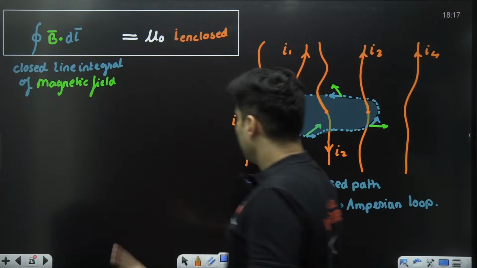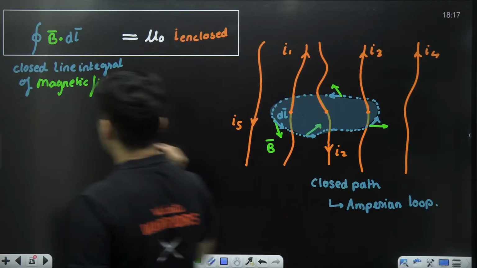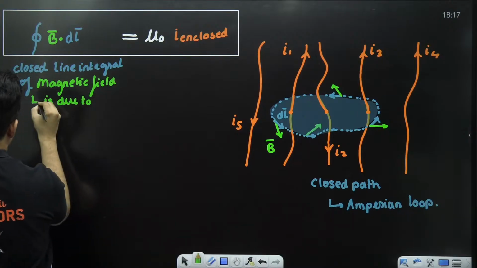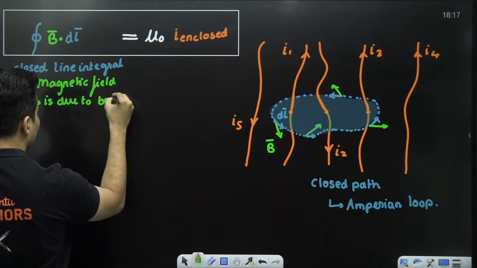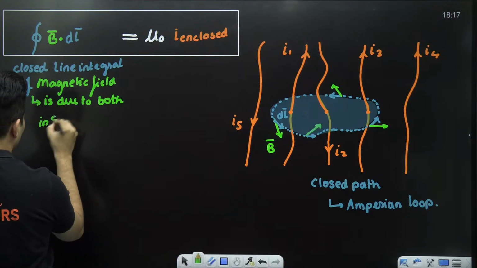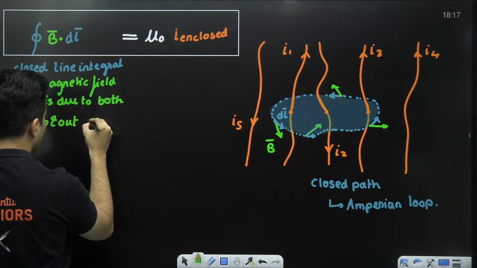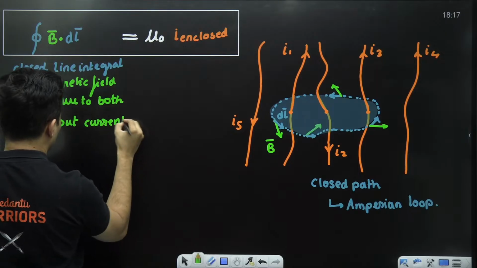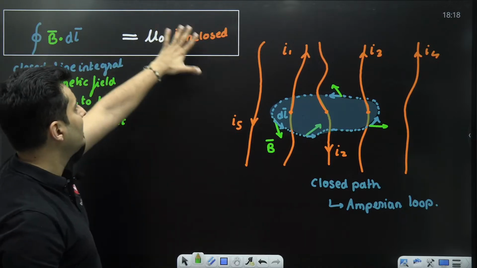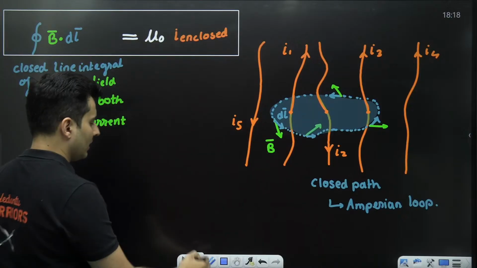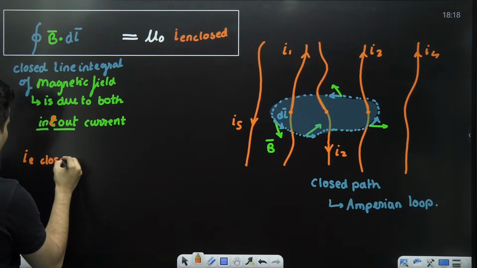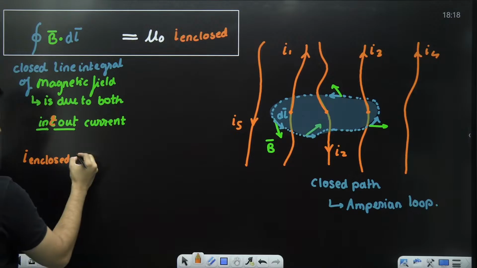Okay. Now, please remember over here, this particular magnetic field is due to both inside as well as outside currents. Not just because of outside or not just because of inside, but the value of this integration is only because of the enclosed currents. Now you might be wondering, what is the value of this enclosed current in this particular case?